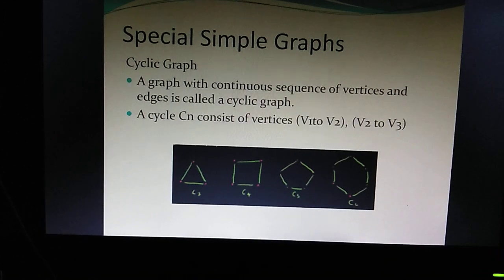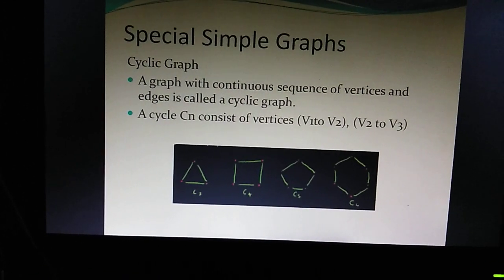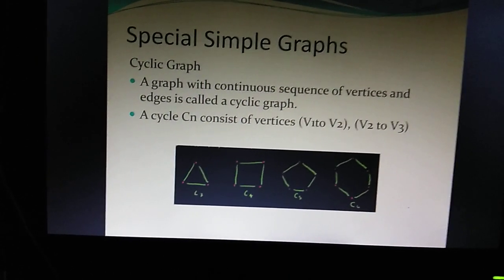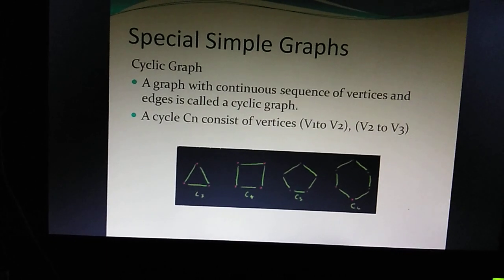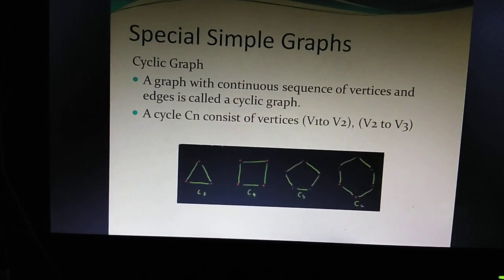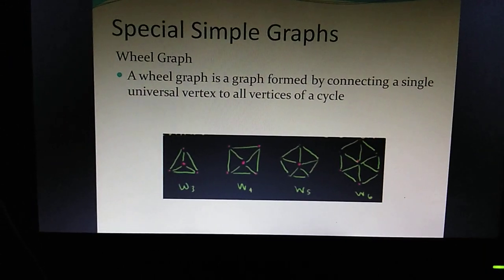The next example is the cyclic graph. A graph with a continuous sequence of vertices and edges is called a cyclic graph. A cycle Cn consists of vertices v1 to v2, v2 to v3. Example.